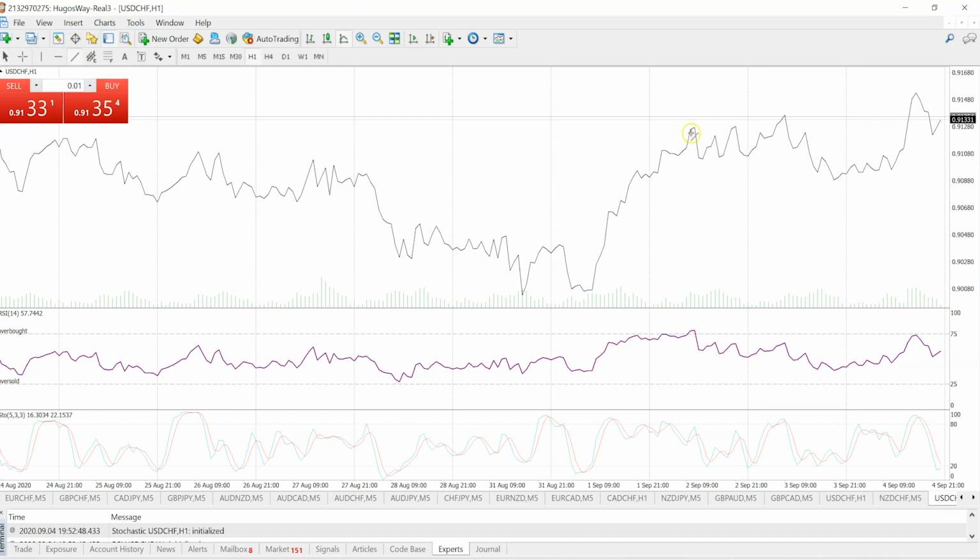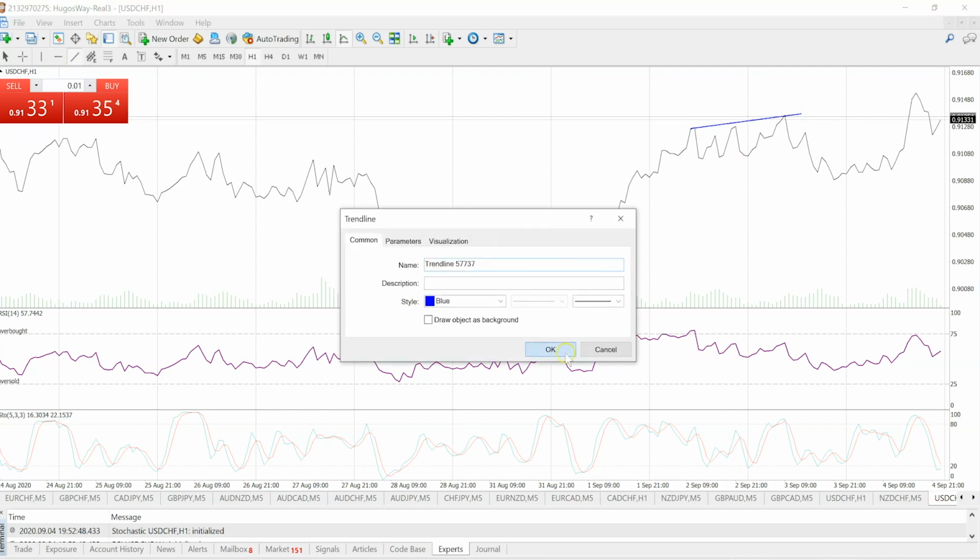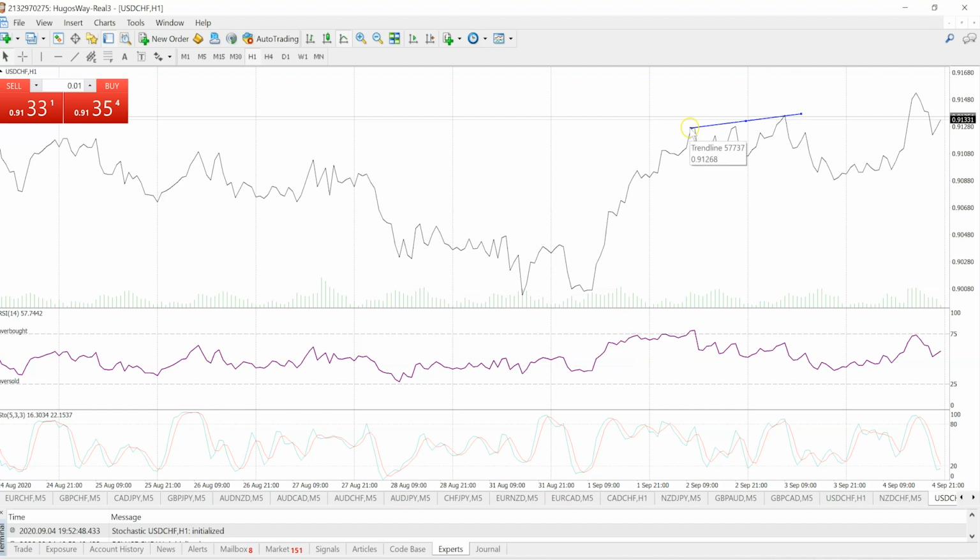Market forms a high right here. This thing is getting hard to draw with. Market forms a high right here, and then a higher high right here. So we got a high and then a higher high. Meanwhile, on our RSI, we got the high, okay, and we got a lower high right here.